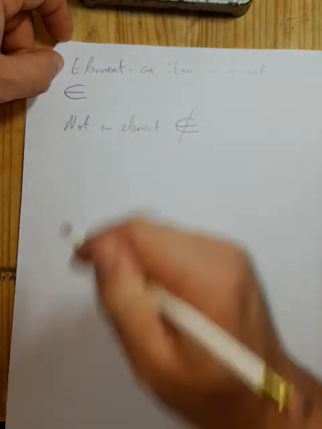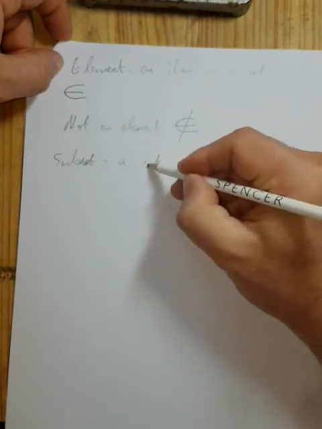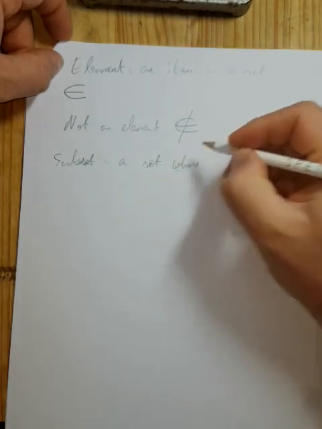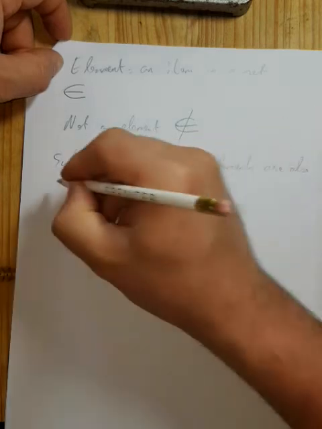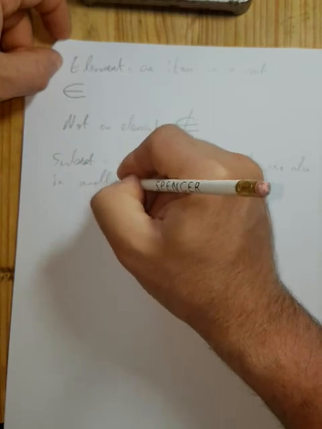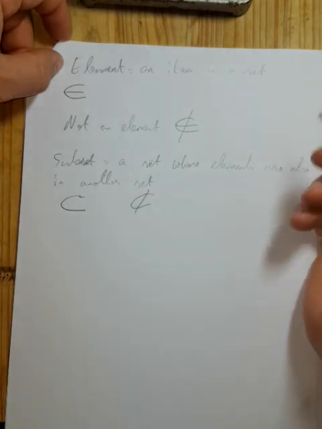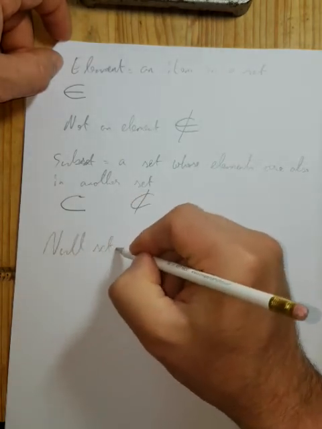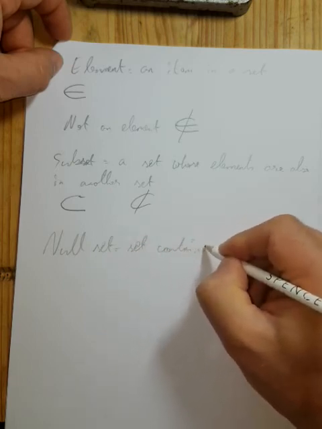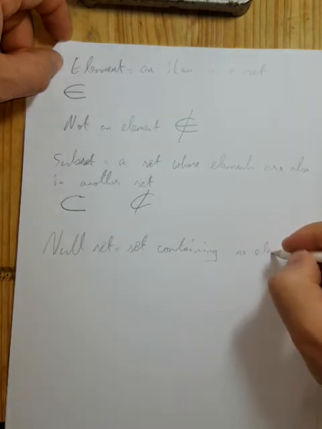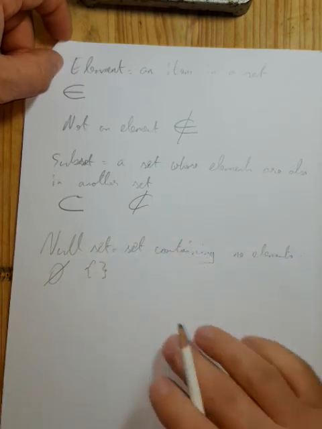Next, we have a subset: a set whose elements are also in another set. Its symbol is this long C, and if it's not a subset, it has a line through it. We have the null set, which is a set containing no elements. Its symbols are the 0 with a diagonal going through it or a pair of empty curly brackets.